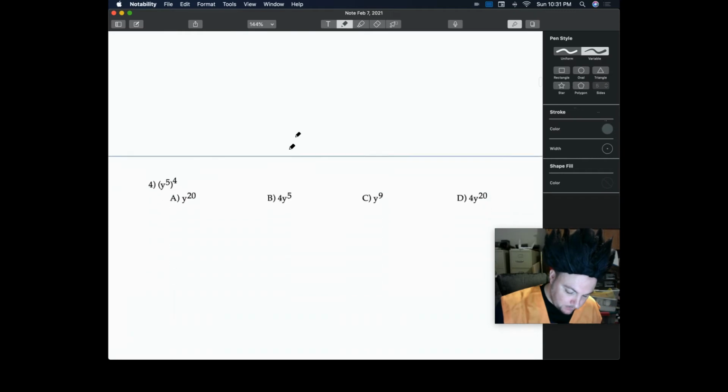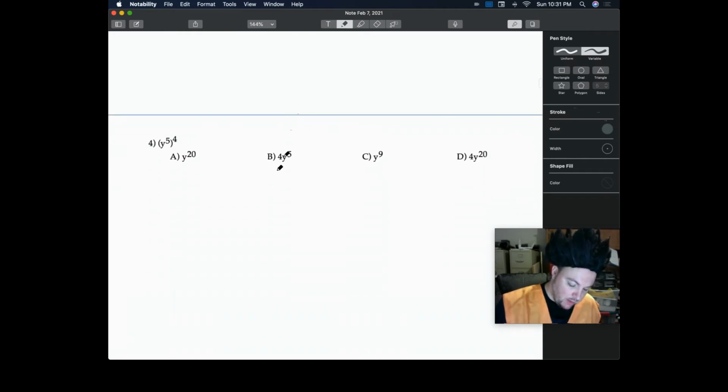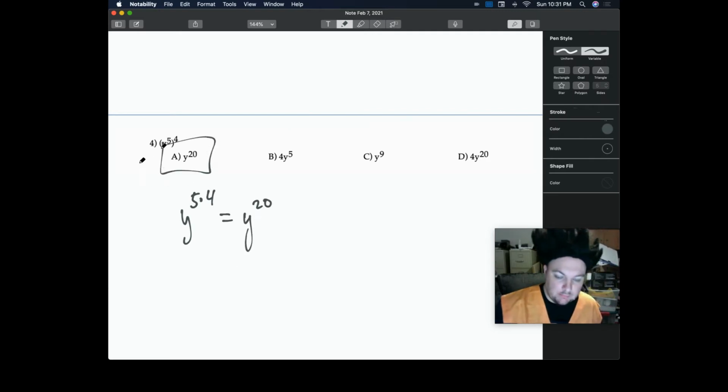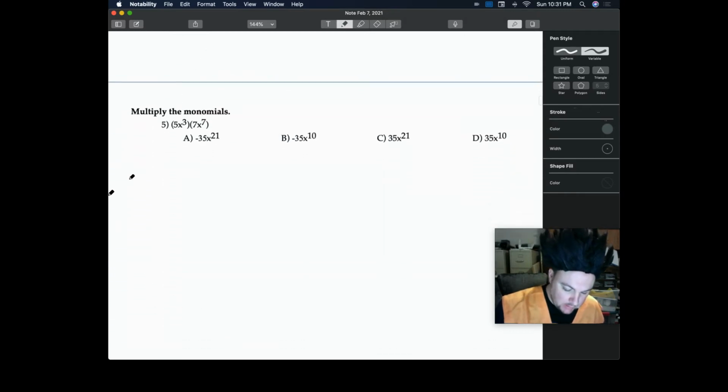So let's look at the next one. So all I have to do, again, the rule is that we multiply the exponents. So it's 5 times 4, which is 20. So it's y to the 20. Let's look at the next one.